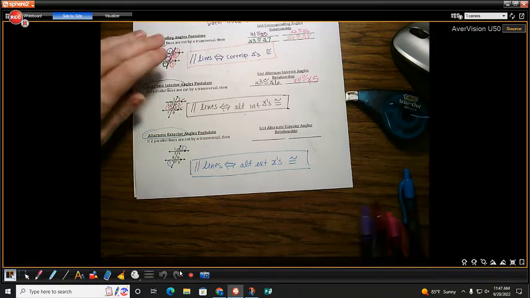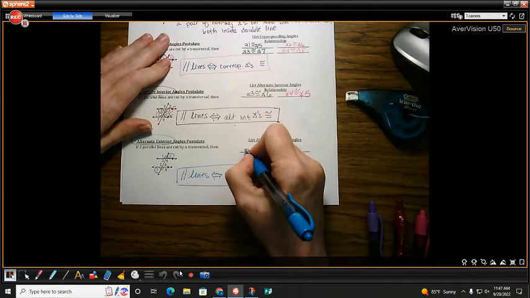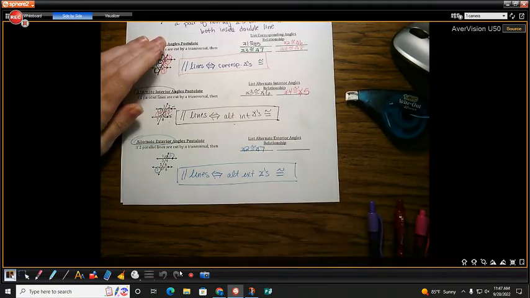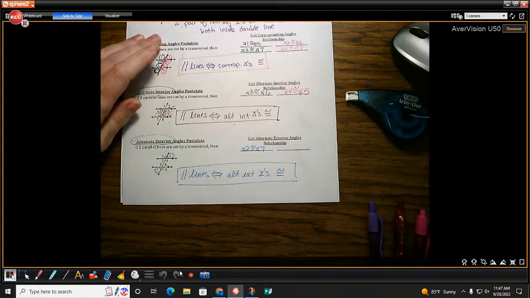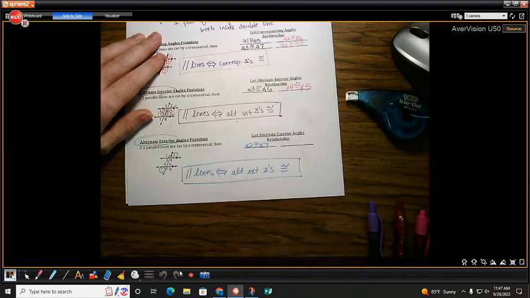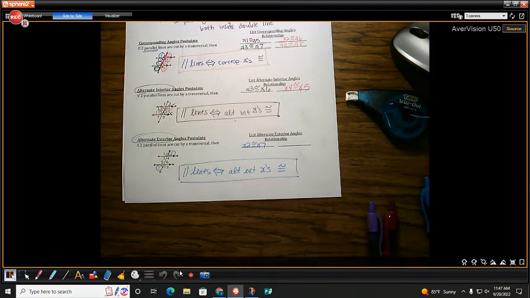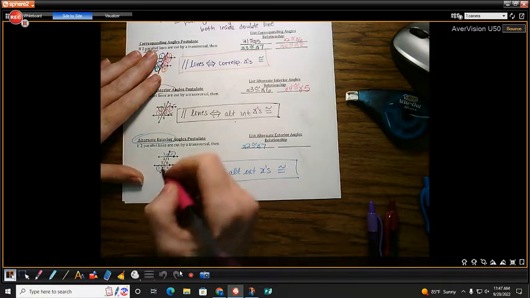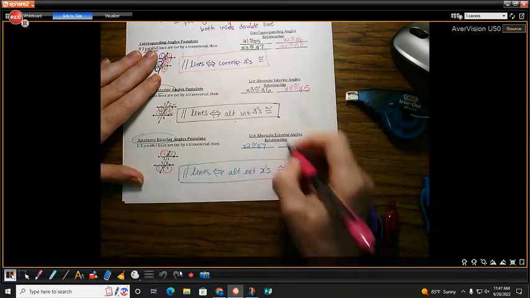And so we said, angle 2 better be congruent to angle 7. Why? Because the lines are parallel and they're alternate exterior, so they have to be congruent. What's the other set? 1 and 8.